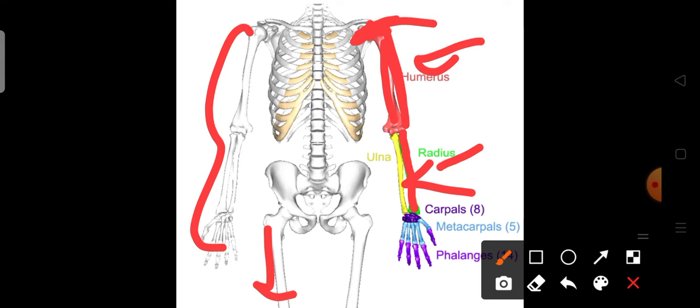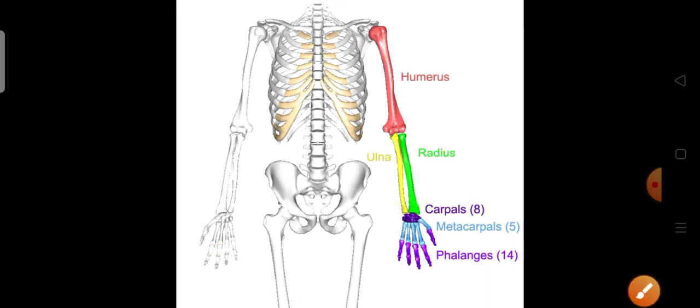Next, coming to the palm. The palm is made up of 8 bones, known as the carpals. It's clear, na? The palm is formed by the 8 bones, those are the carpals. Next, fingers. Next, phalanges, 14.